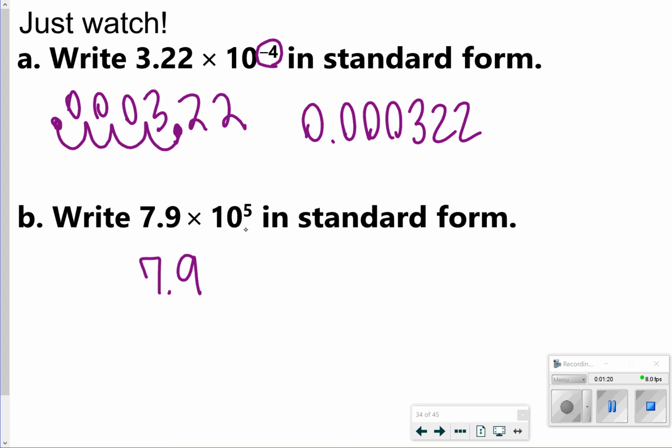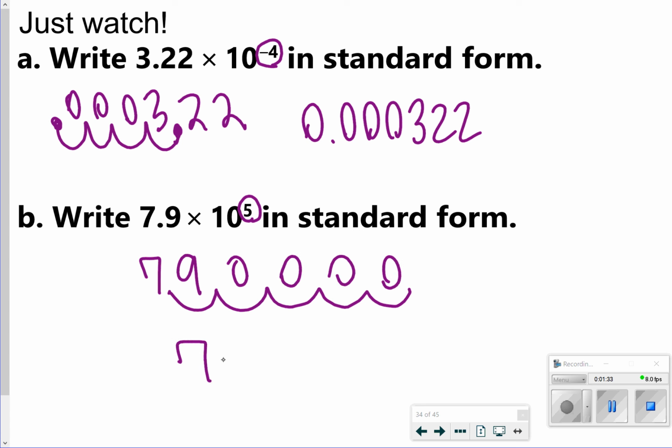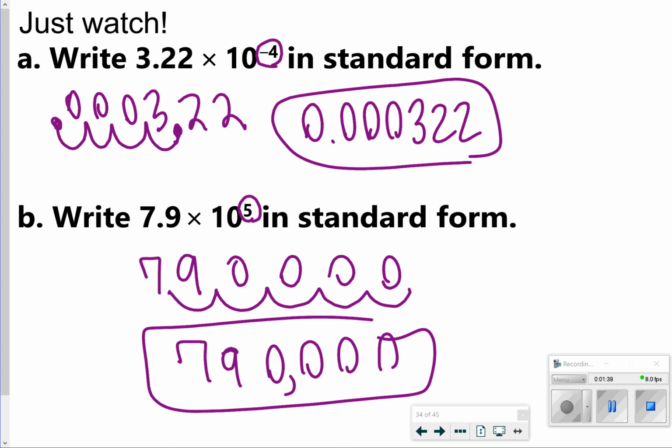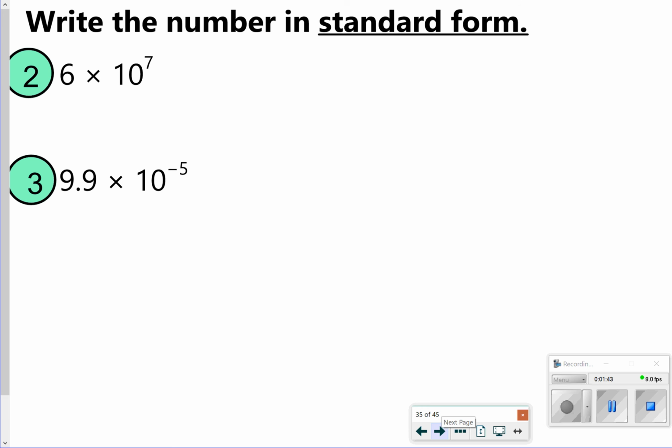For letter B, same type of deal. I start with 7.9, except this time my exponent is a positive 5. So I'm going to scoot that 5 places to the right. 1, 2, 3, 4, 5. And then fill the empty spots with zeros. So my answer is 79 with 4 zeros at the end, or 790,000. Okay. So pretty easy and simple. Let's go ahead and get you to try these two on your own, and then once you're done, click play to check your work. So let's go ahead and pause here now.